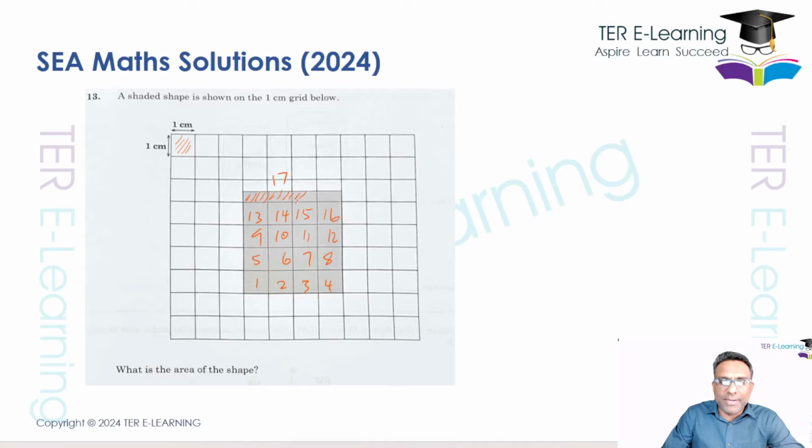And then these two here will make up another 1 here. So therefore, that is going to be 18. So the area of the shape that we have here is going to be 18 centimeters squared, or 18 square centimeters. So that's question 13.